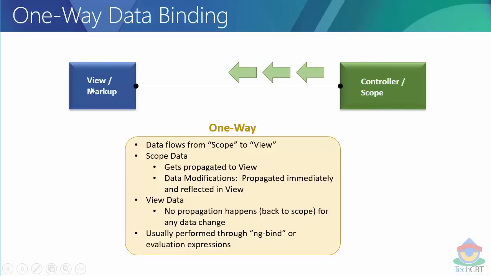And in order to achieve this kind of data binding, that is only one direction, from scope to view, it is always performed through the Angular directive called ngBind, or, as you must already be familiar by now, the Angular-based evaluation expressions. So you can use either of these two in order to accomplish one-way data binding.